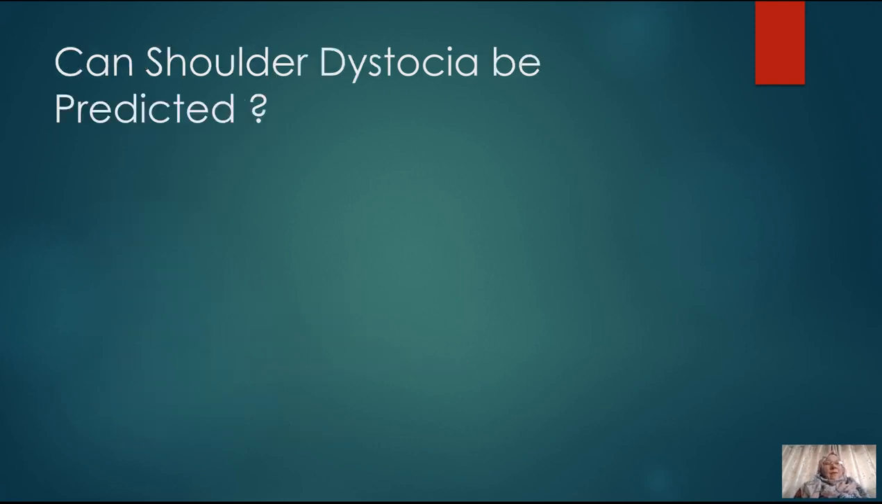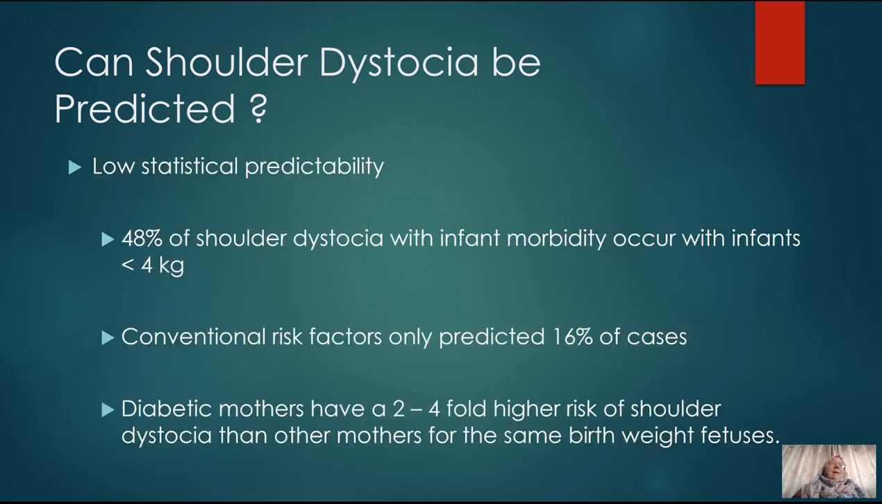So we have looked at risk factors. My question now is, can shoulder dystocia be predicted? Can you actually, with these risk factors that we've discussed, predict which woman will suffer a shoulder dystocia? And the answer to this question is no. This cannot be predicted.